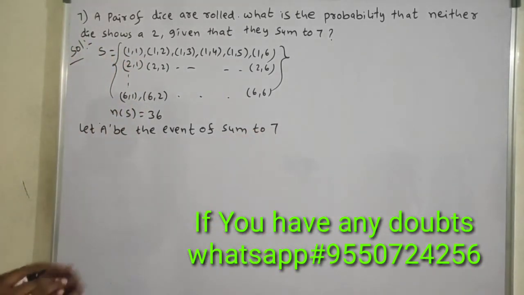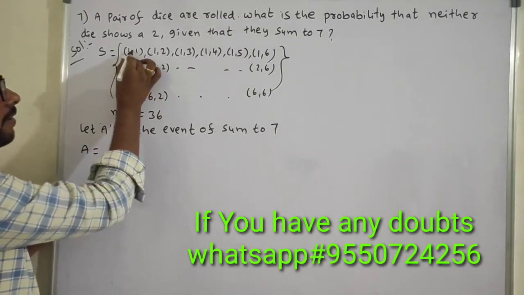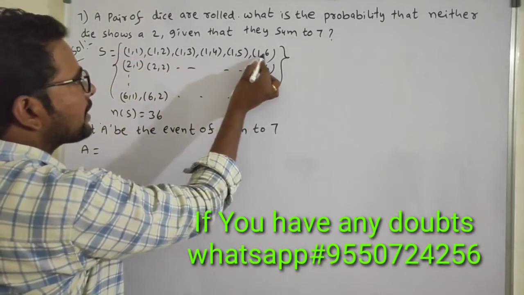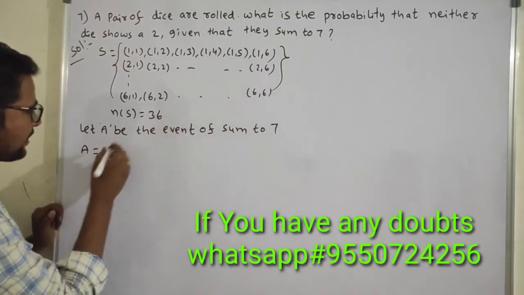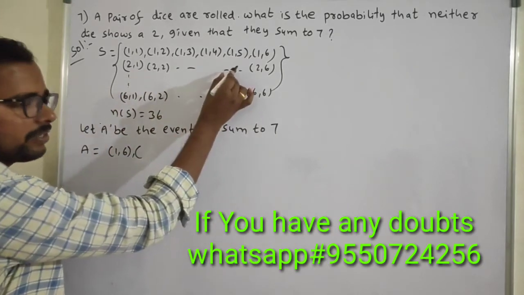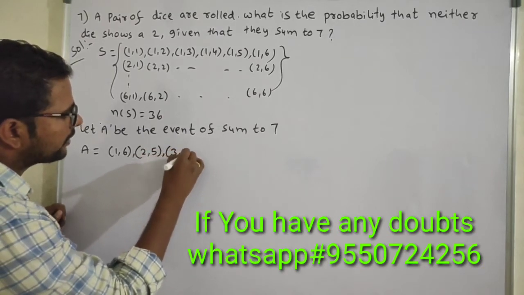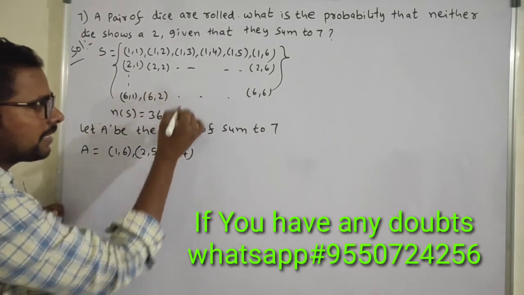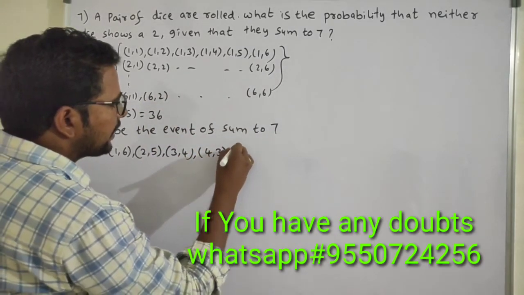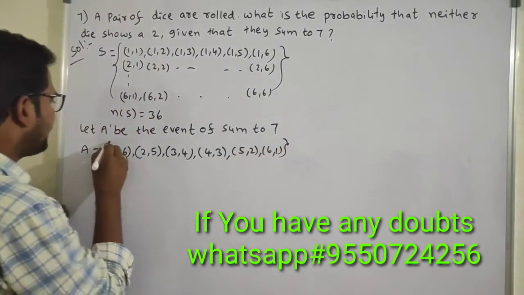The sum of two dice, what do we need? We need 7. So what is the event? The sum of two dice being 7: 1 1, 1 plus 1 is 2, that is not possible. So take the possible results. 1 plus 6 is equal to 7, so take the result 1 6. Next, 2 5, which is 7. Next 3 4, 3 plus 4 equals 7. Next 4 3. Next 5 2. Next 6 1. This is event A.